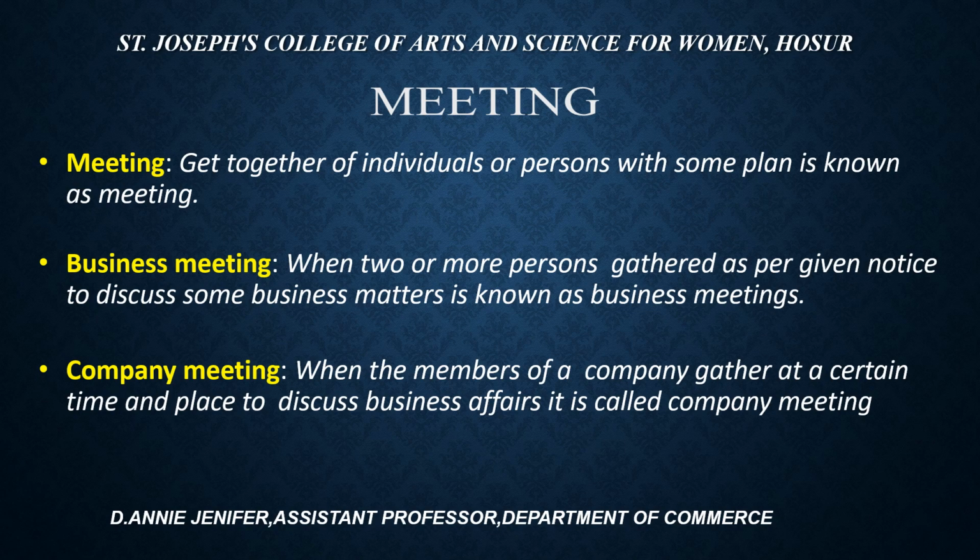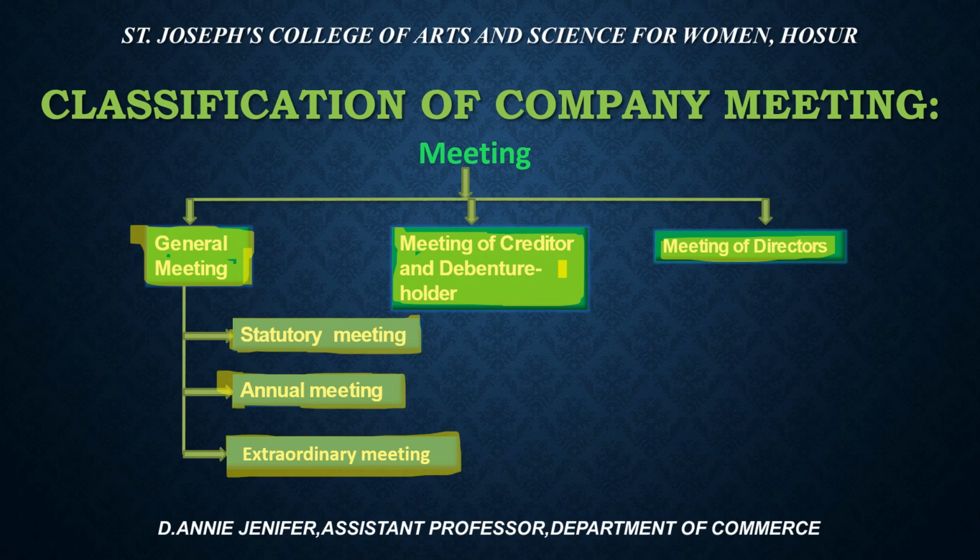What is a company meeting? When the members of a company gather at a certain time and place to discuss business affairs, it is called a company meeting. So, the classification of company meetings: you can see general meeting, meeting of creditors and debenture holders, and meeting of directors.